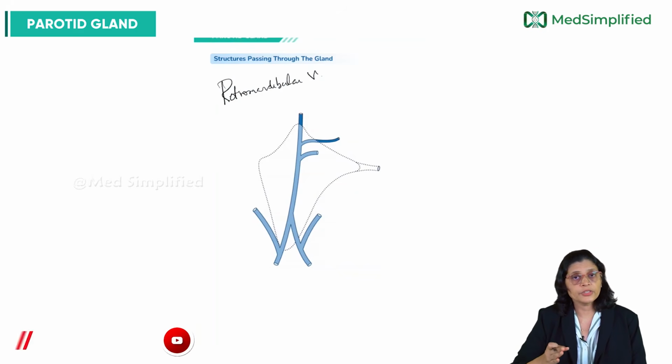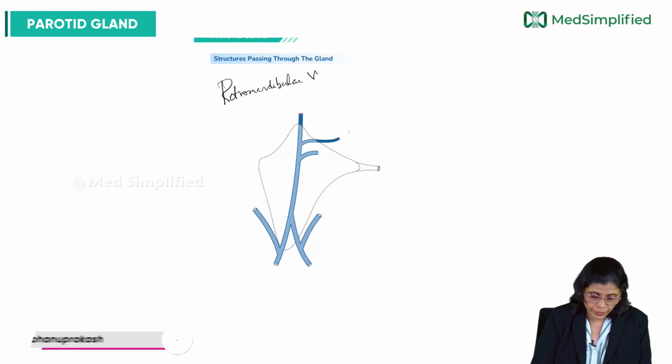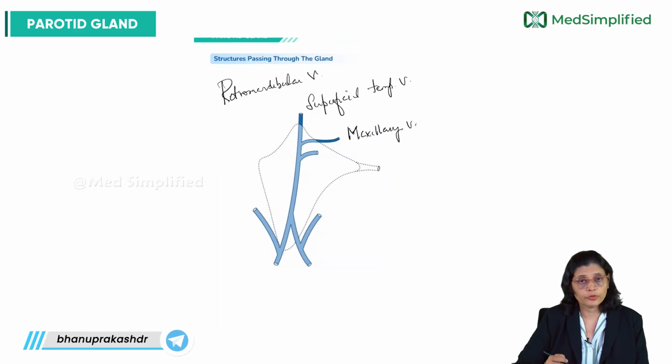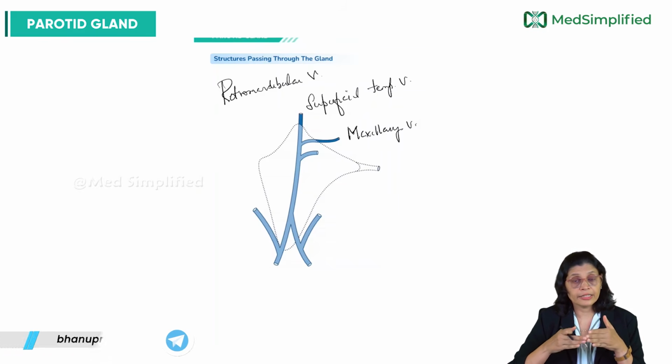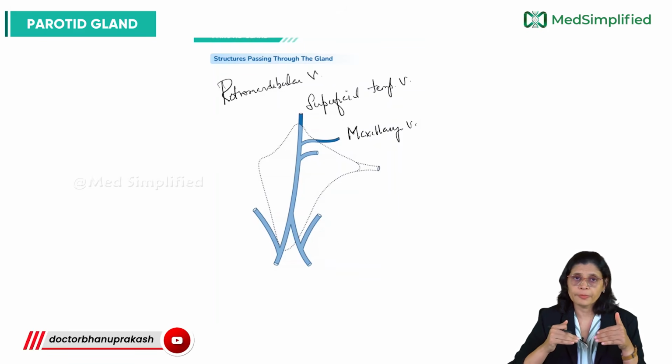The formation of the retromandibular vein happens within the parotid gland. It is formed by two veins, one is the maxillary vein as well as the superficial temporal vein. These two veins join together to form the retromandibular vein. After the formation within the parotid gland, it divides into anterior and posterior divisions, and these divisions emerge from the apex of the parotid gland.